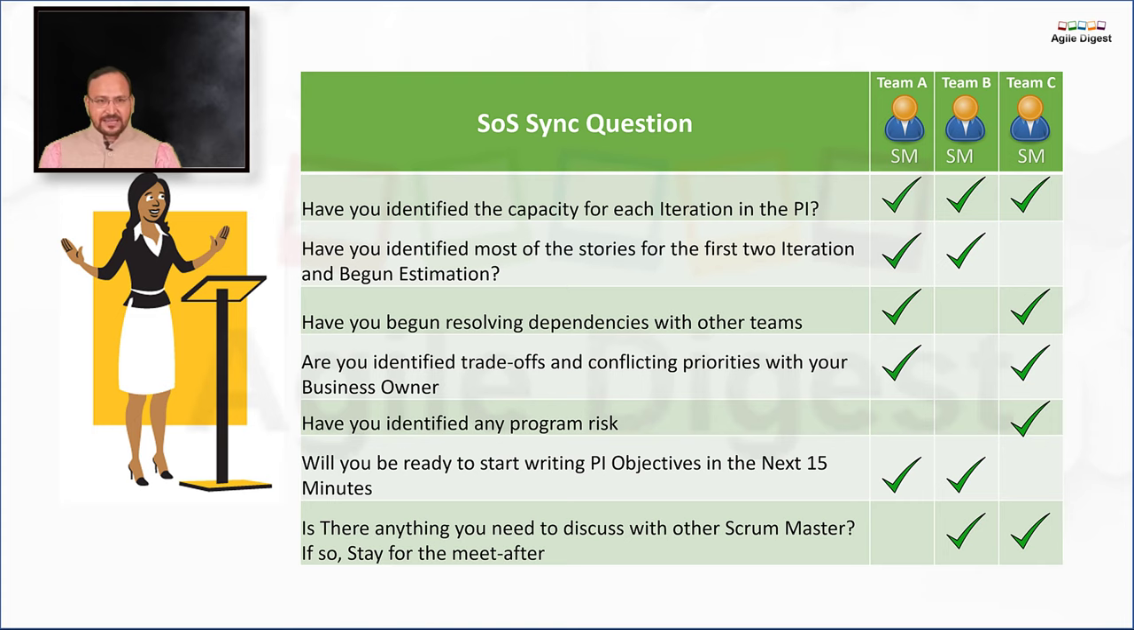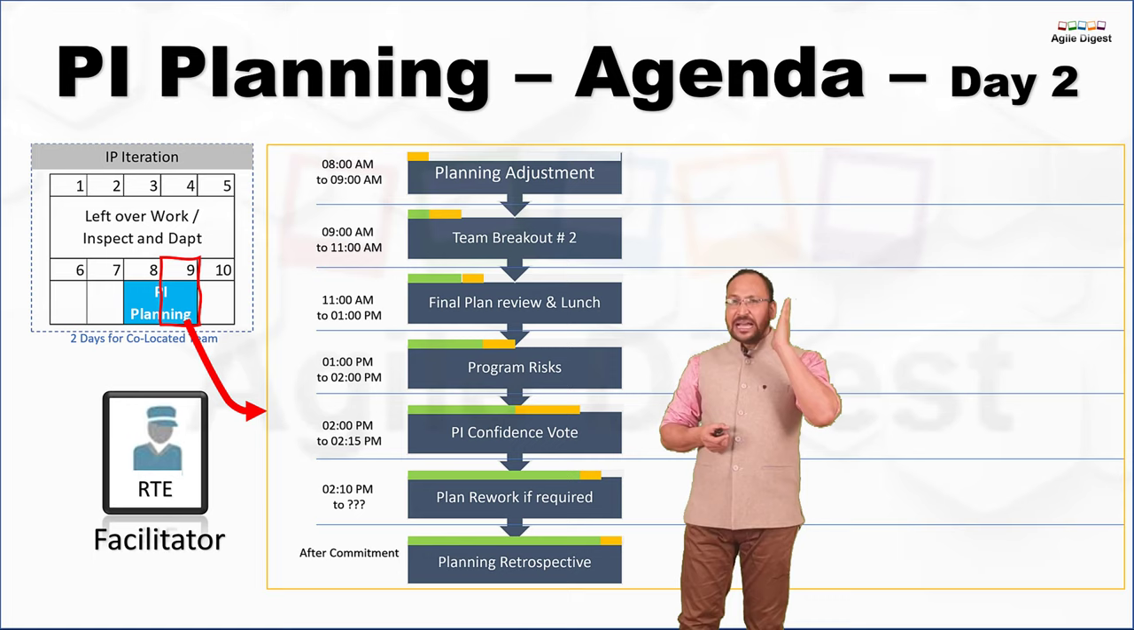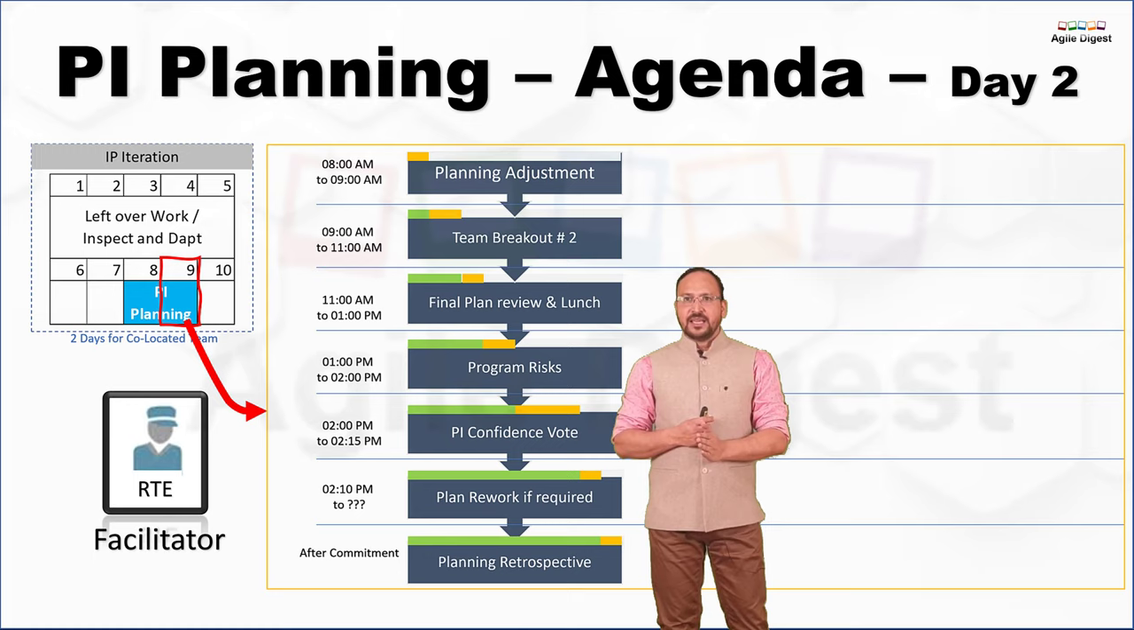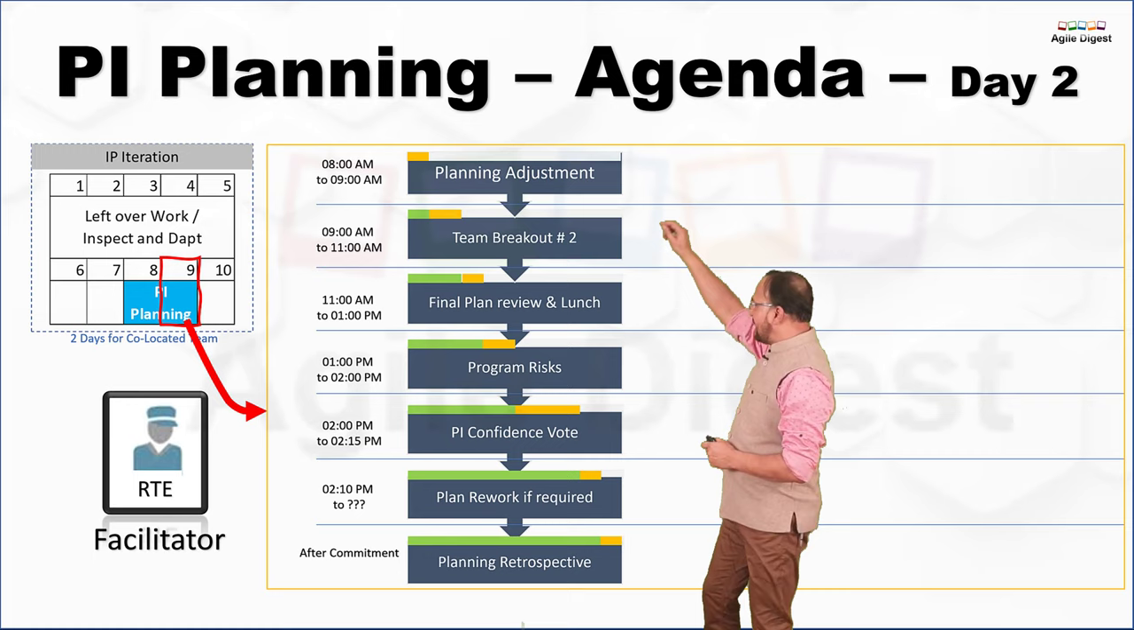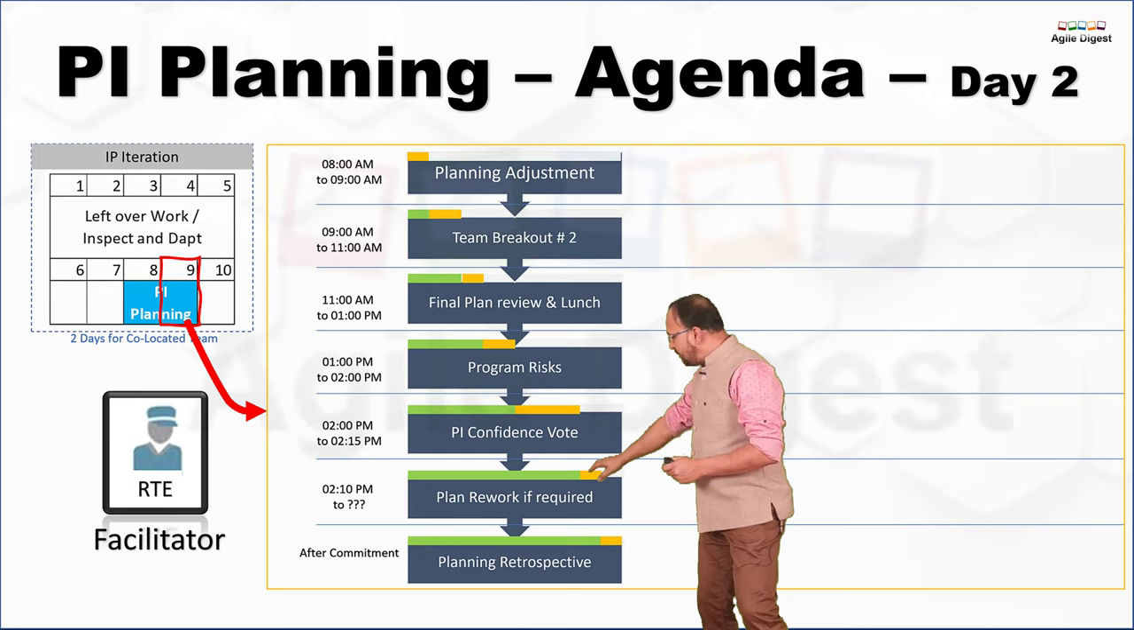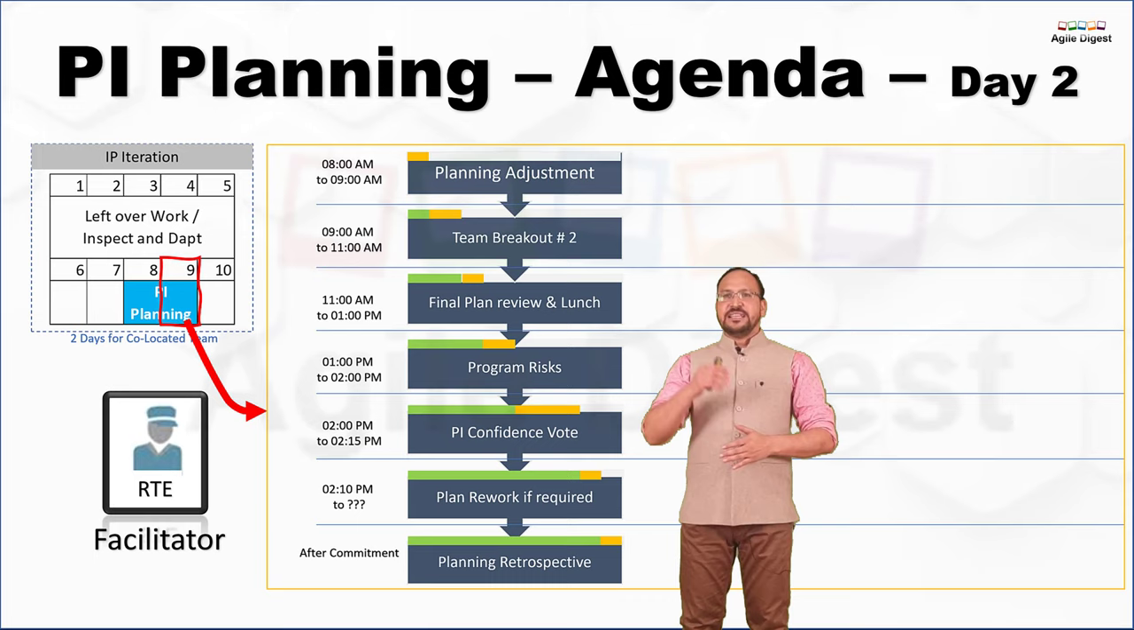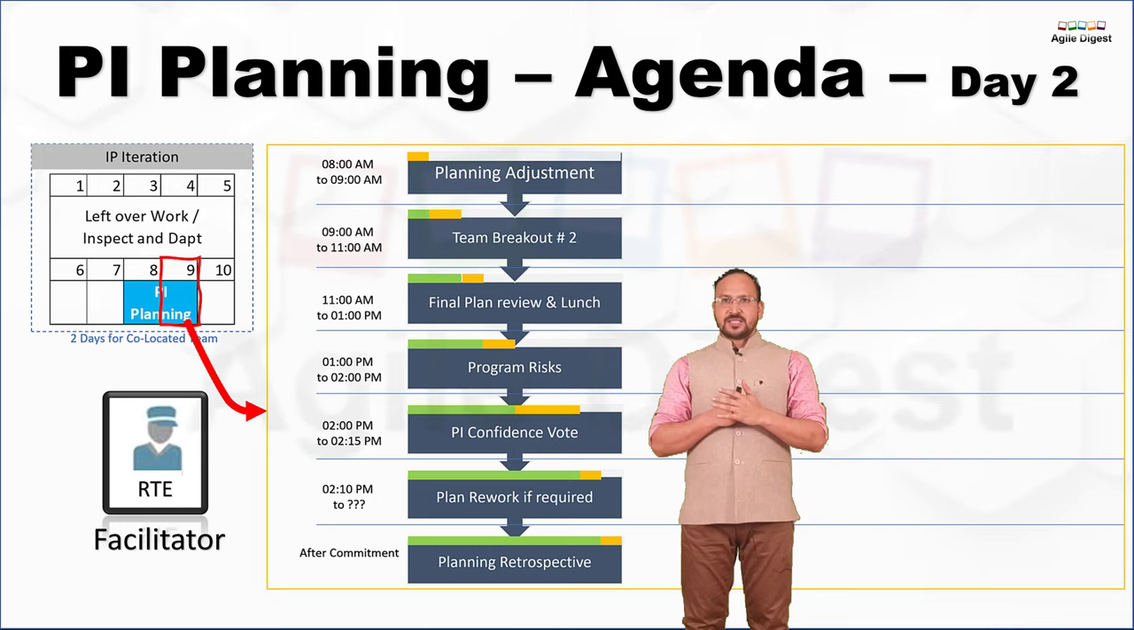Now the first thing on the 9th day of your IP iteration, or the 2nd day of your PI planning, is planning adjustment. These are the quick timelines. You can have a quick look at all these timelines. It starts at 8, and finally when it is ending, I'll talk about why we don't have the end time as of now. But these are the states we have: planning adjustment, team breakout number 2, which is 2 hours today, meaning on day 2.